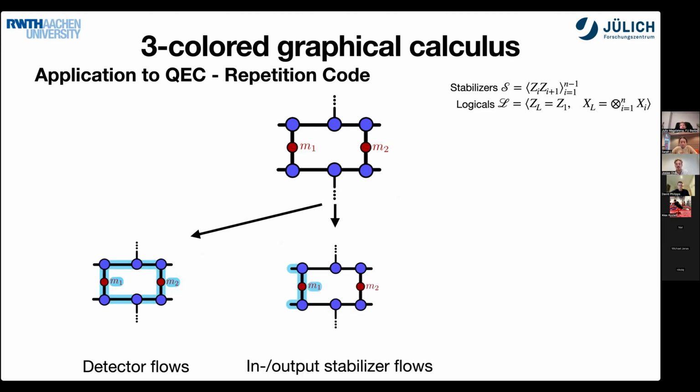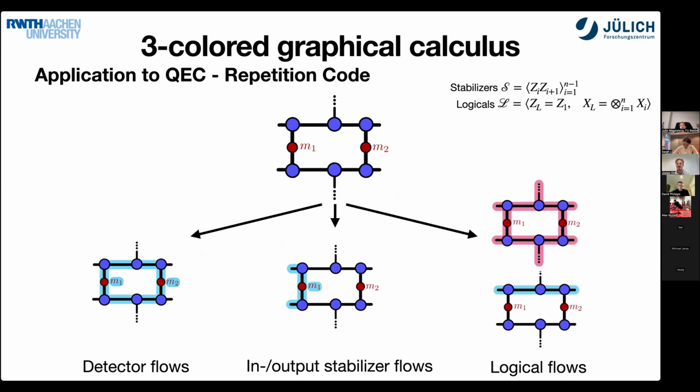We will find input and output stabilizer flows as such. And we will also find logical flows that highlight both inputs and outputs. This time in two colors, we have a blue Z logical flow that can just go through on a single physical qubit. And we have X logical flows that at every blue tensor have to spread all over, so it actually lives on the full repetition code.